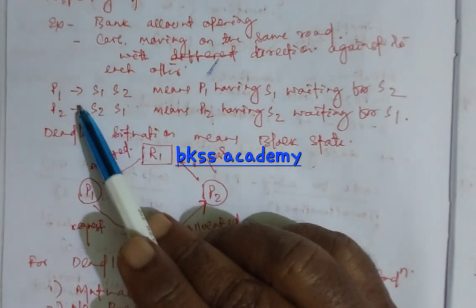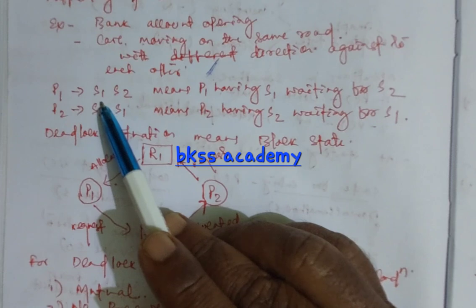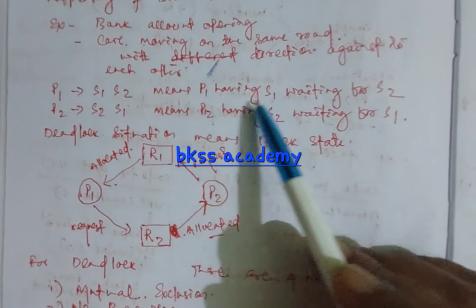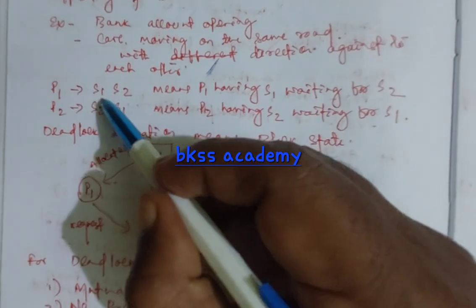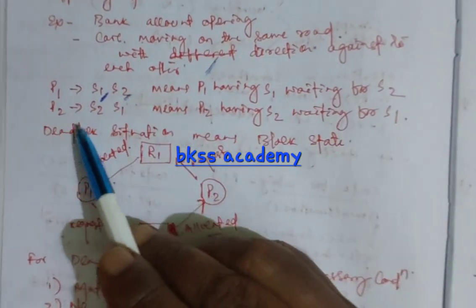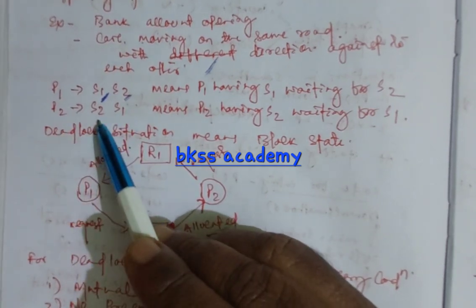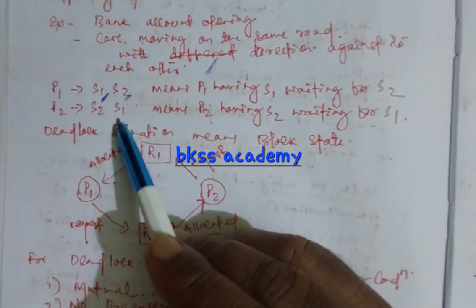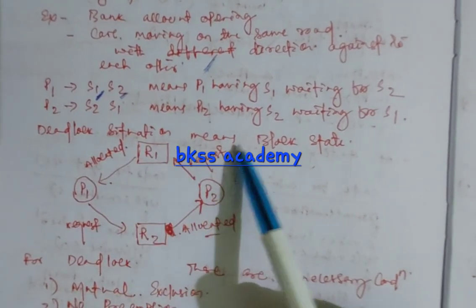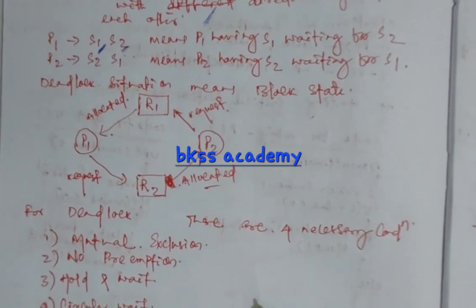Suppose P1 tends to S1 S2, that means P1 has S1 and is waiting for S2. It already has S1 and is waiting for S2. Similarly, P2 implies S2 S1, that means P2 has S2 and is waiting for S1, then it will execute. A deadlock situation means a blocked state. When a blocked state arises, that is called a deadlock situation.